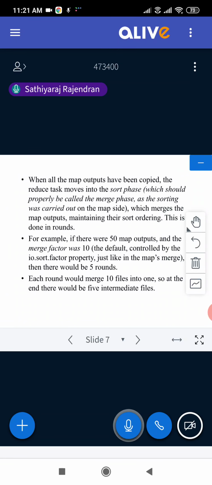Let us take a small example. In this slide, you can see one example. If there were 50 map outputs and the merge factor was 10, how many rounds do you need to merge by default? It is 5 rounds. By 5 rounds, you can merge to get a single value, and thereby you will get 5 intermediate files.